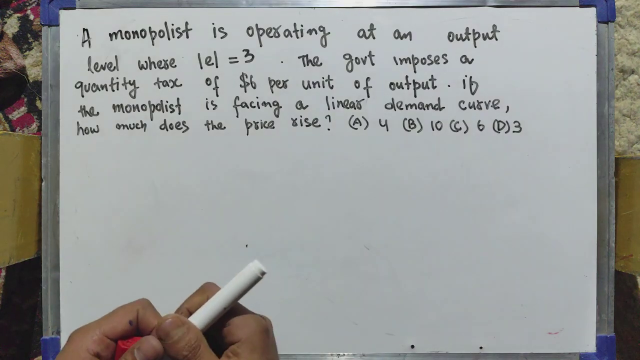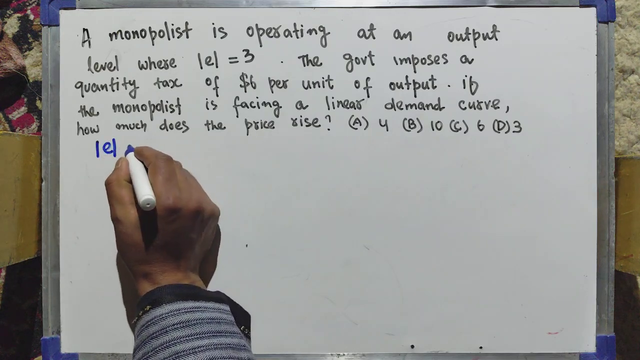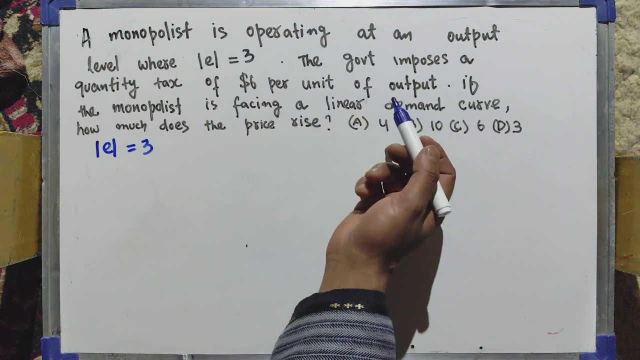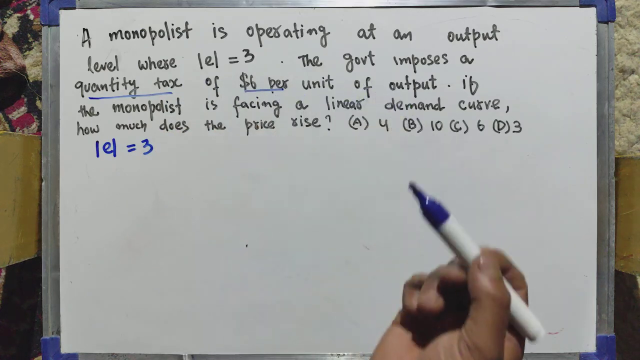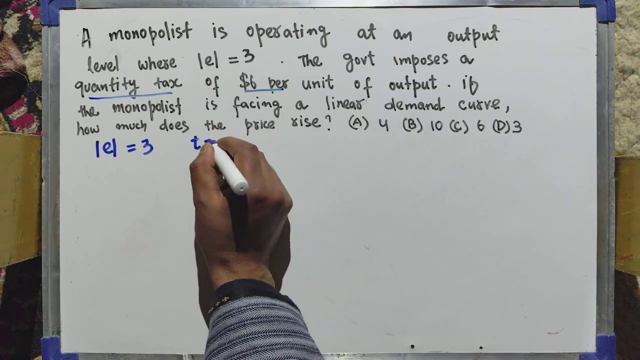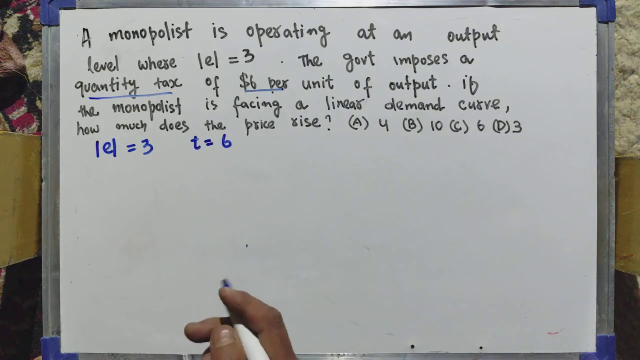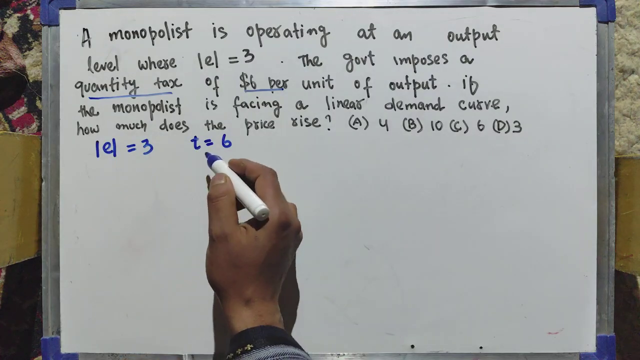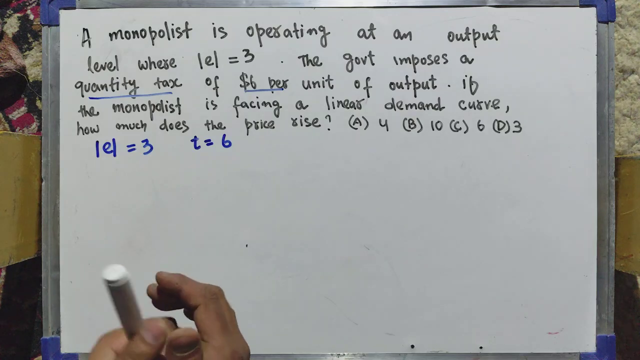Options are being given. We need to find out the correct option. Okay. So let us see what we are being given. We are being given the absolute elasticity of demand is equal to 3. Also, we are being told that quantity tax of $6 per unit of output is being imposed. That means tax rate is per unit tax, which is $6 per unit. We need to find out how much will the price change due to the imposition of per unit tax of $6. Okay. Here we use the Lerner's index.